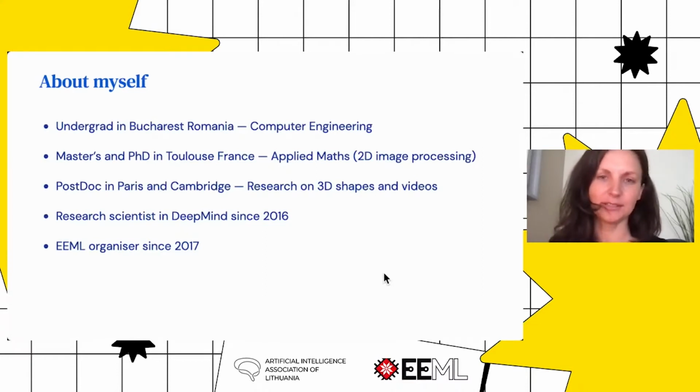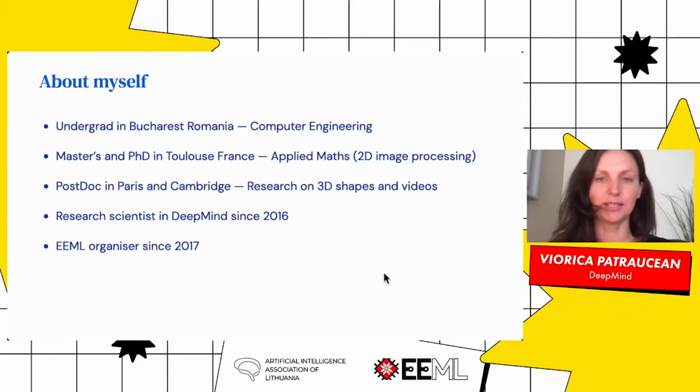So I did my undergrad in Bucharest, in Romania, in computer engineering. Then through the Erasmus program, I got to Toulouse, where I did a master's and a PhD, mainly focusing on applied maths, but with focus on 2D image processing. And then I moved to Paris and Cambridge for a postdoc program where I did research on 3D shapes and videos. And since 2016, I've been a research scientist in DeepMind and organizer of EEML since the beginning in 2017.